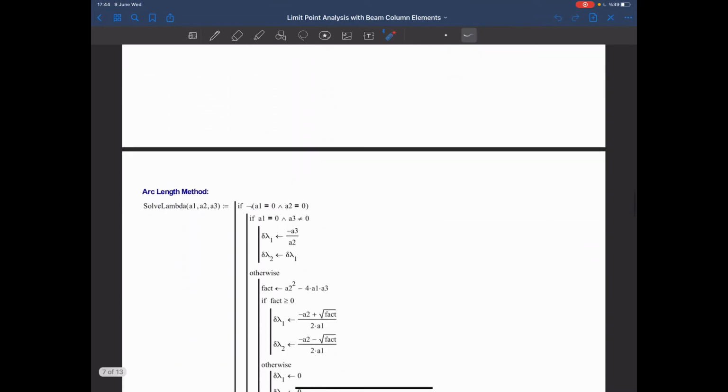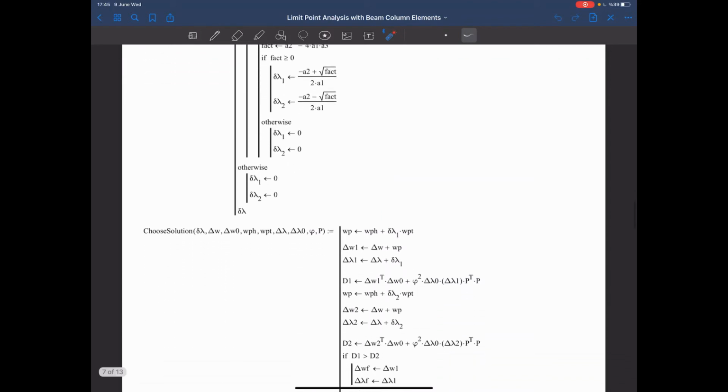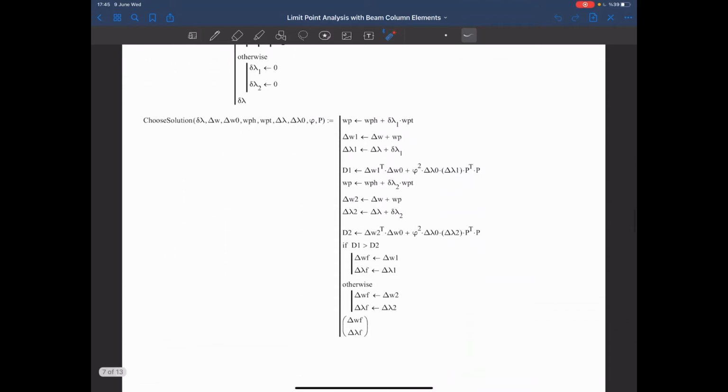So we also use the ArcLength method to solve that. This is, we discussed the single degree of freedom version of it. Now let's take a look at the multi-degree of freedom version of it. This part doesn't change because it's just the solution of a quadratic equation. Now we have the choose solution part.